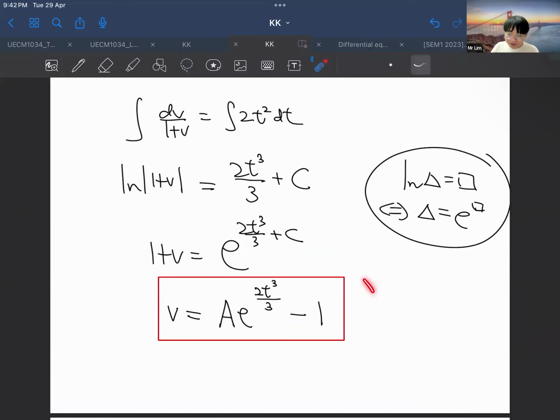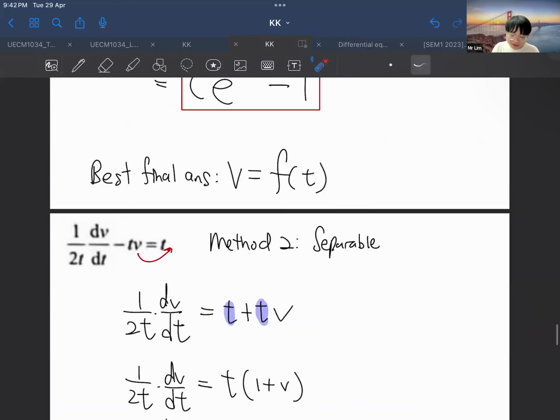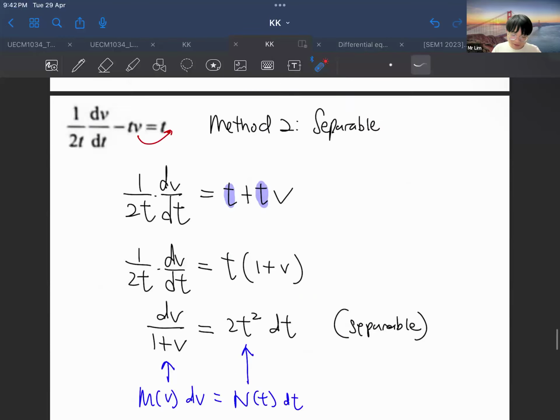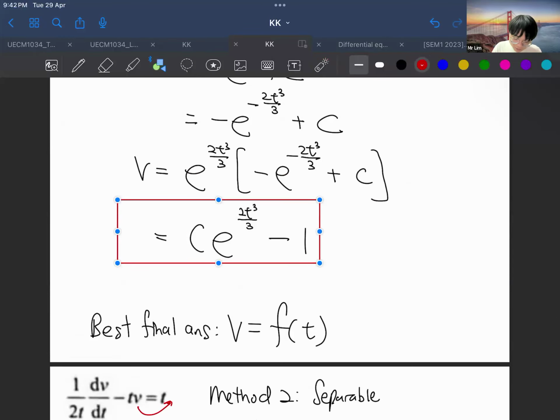Do you think this answer and this answer is the same or not the same? Just yes or no. Yeah, it's basically the same. Because we say arbitrary constant means that we do not care about the alphabet we choose.